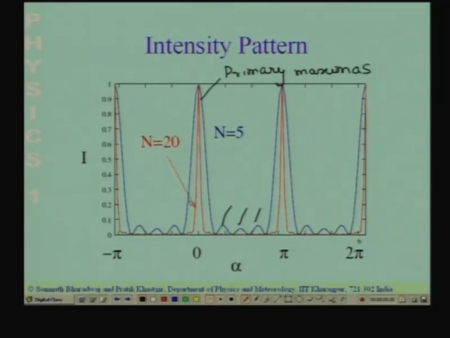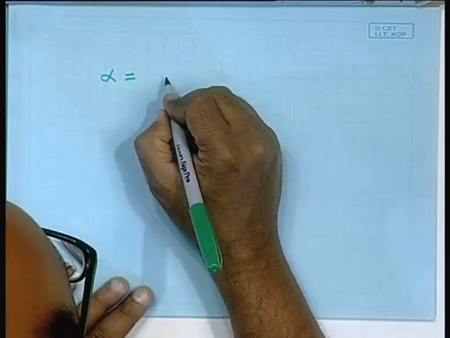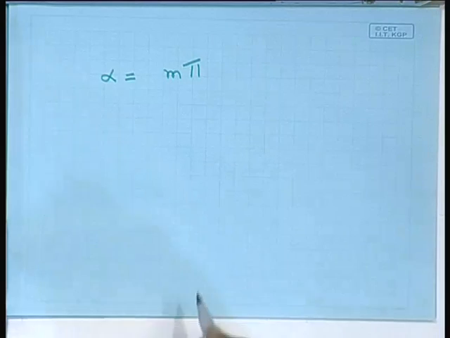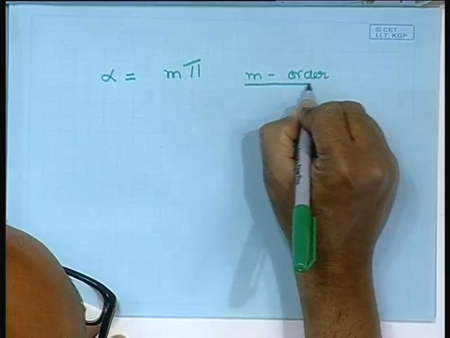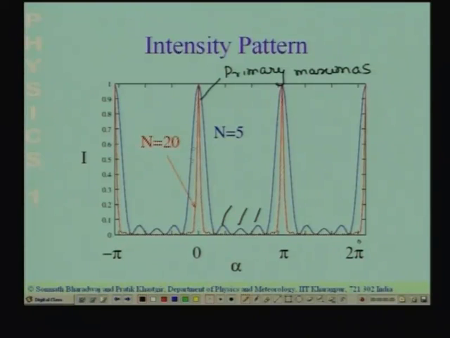Let us now estimate the width of the primary maxima. So, the primary maxima occurs whenever alpha is equal to a multiple of pi. So, let us say that it is equal to m pi. m is called the order of the maxima. So, m is the order of the primary maxima. So, we are looking at the mth order primary maxima. Alpha equal to 0 is the 0th order maxima, alpha equal to pi is the first order maxima, alpha equal to 2 pi is the second order maxima. In this picture, this is the 0th order maxima, first order maxima, second order primary maxima.